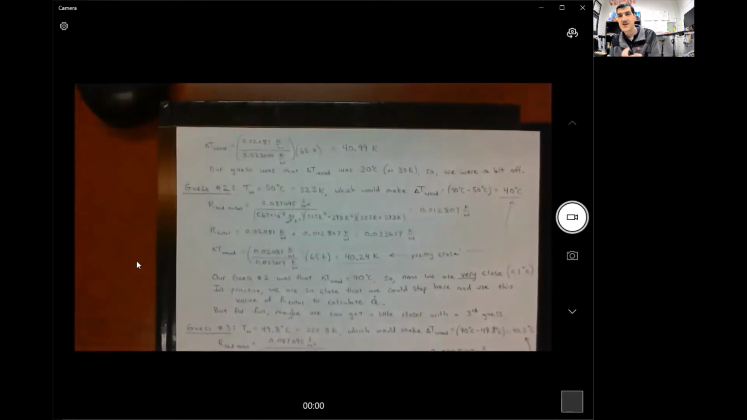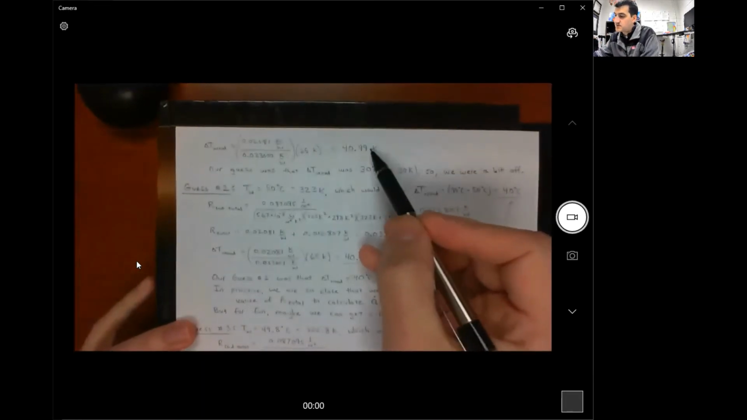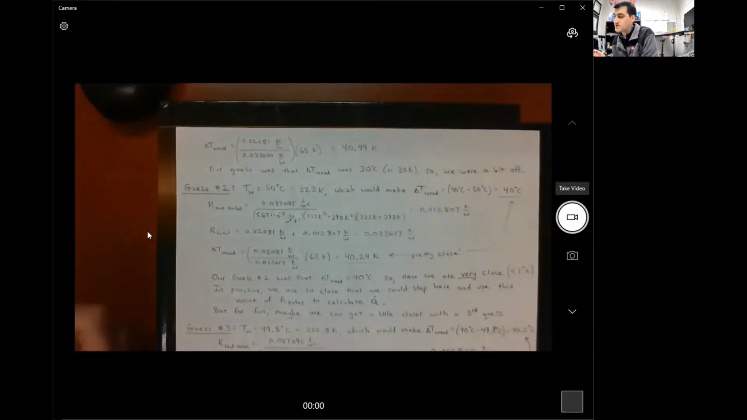But that doesn't match up with what our assumption told us. We assumed that the outside of the barrel was at 60 degrees Celsius, which would make for a delta T across the wood of the barrel of 30 degrees Celsius. So these numbers don't match up, right? So clearly we were a little bit off. We were not correct. So were we too high or too low?